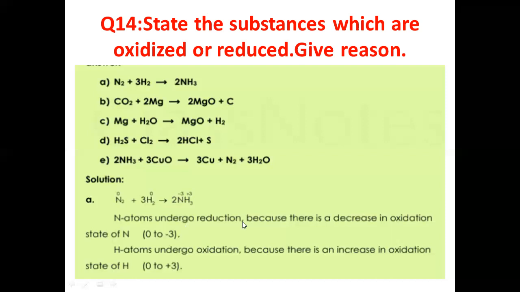So nitrogen atoms undergo reduction because there is a decrease in oxidation state of nitrogen from 0 to -3, and you know that decrease in oxidation state is called reduction. While hydrogen atoms undergo oxidation because there is an increase in oxidation state of hydrogen from 0 to +3, and increase in oxidation state is called oxidation.